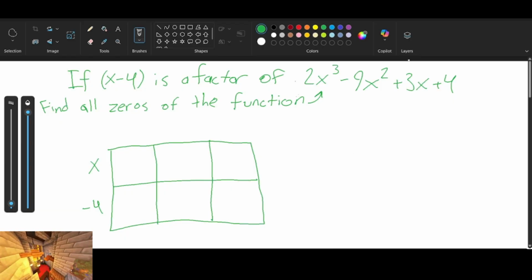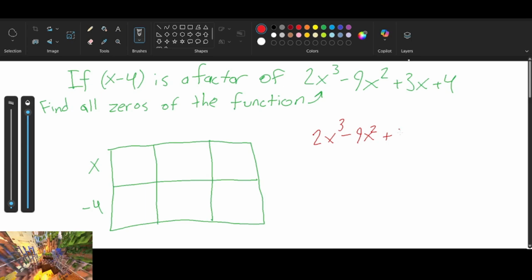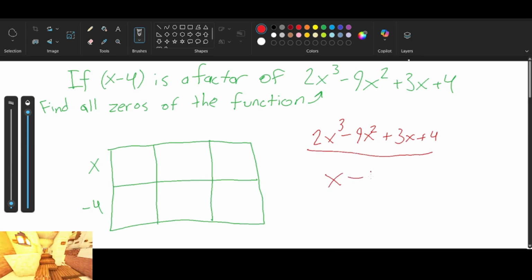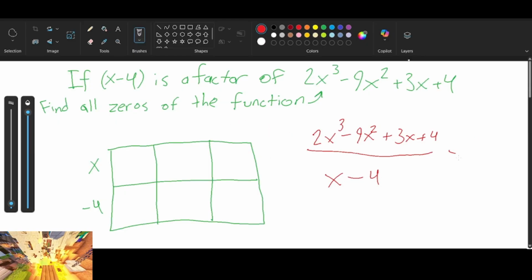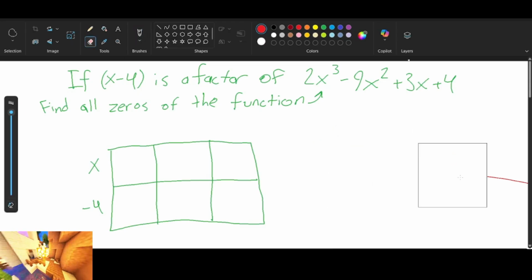We might see this problem worded a bit differently. You might be given the start of a problem where it says 2x cubed minus 9x squared plus 3x plus 4 all over x minus 4. Pretend that looks more like a fraction. And then it'll be like equals blank. That's just telling you to divide by x minus 4. It's the same process, just another way of asking the same question, right? So let me erase that with my big eraser.